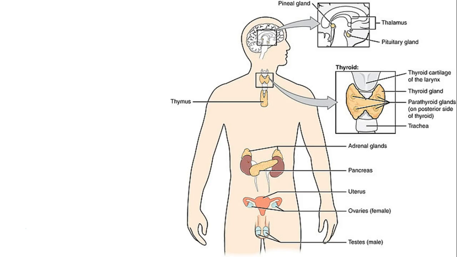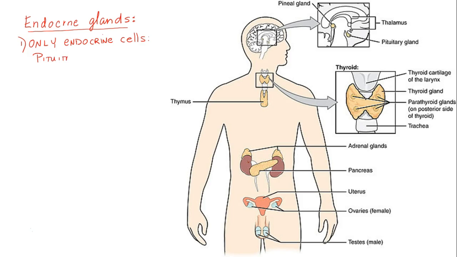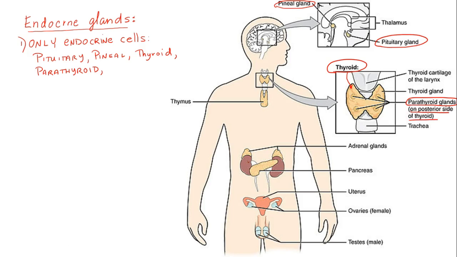So let's take a look at the various endocrine glands of the body. What you have to realize is that some endocrine glands contain only endocrine cells, and they don't contain cells that do anything but secrete hormones. These will be the pituitary gland, which is in the brain, the pineal gland, which is also in the brain, the thyroid gland, which is in the neck, and the parathyroid gland, which is just posterior to the thyroid, also in the neck, and the adrenal glands, which are superior to the kidneys.